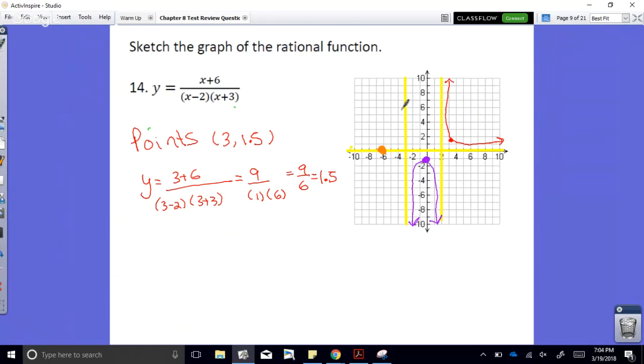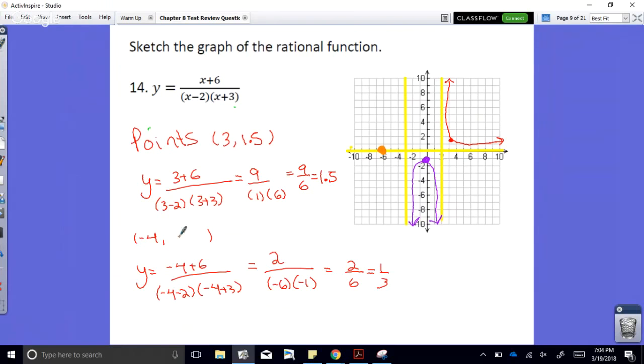Since this point is on the asymptote, we need to find one more. So, okay, if my asymptote's at negative 3, maybe I plug in negative 4 and see what happens. So if I plug in negative 4 for x, I get negative 4 plus 6 over negative 4 minus 2 times negative 4 plus 3. Negative 4 plus 6 is 2. Negative 4 minus 2 is negative 6. And negative 4 plus 3 is negative 1. So I get 2 over 6, which is 1/3 or 0.33.